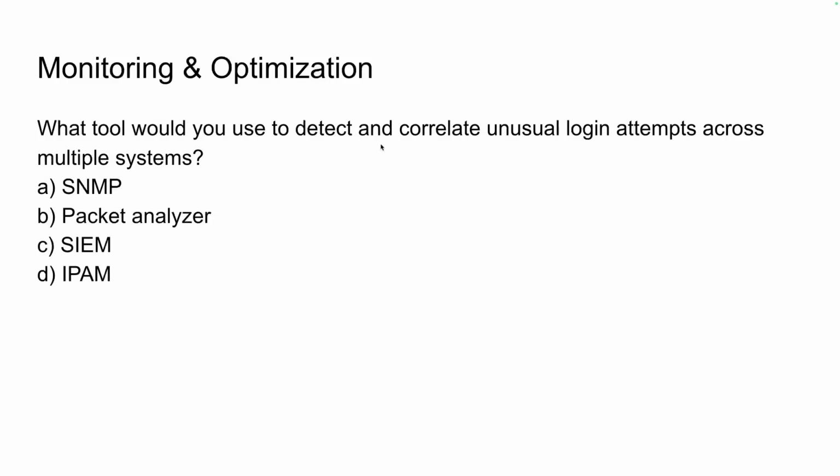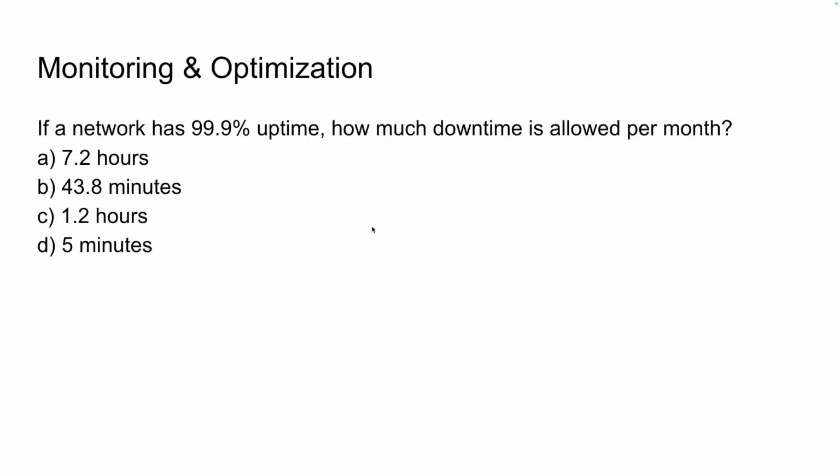What tool would you use to detect and correlate unusual login attempts across multiple systems? That would be our beautiful friend, the SIM. The IP address manager helps to manage and assign IP addresses. Packet analyzer captures traffic and helps you analyze those packets at a granular level, but you have to be the one to detect and correlate the login attempts. It's not going to do it for you. And the network management protocol is just a protocol that we can use to manage the network devices, but it's not going to detect and correlate login attempts. So that would be the security information event manager, the greatest tool ever.